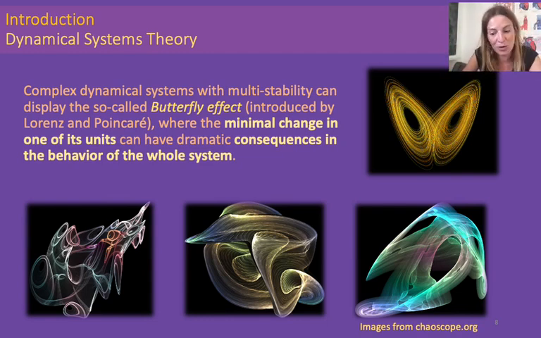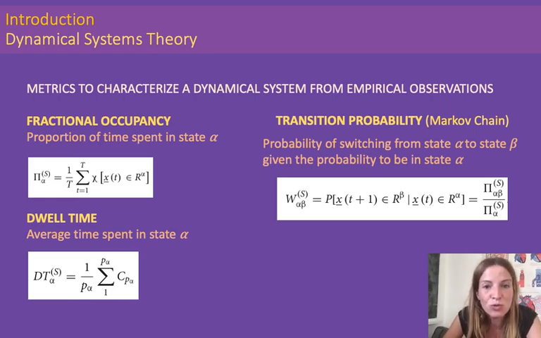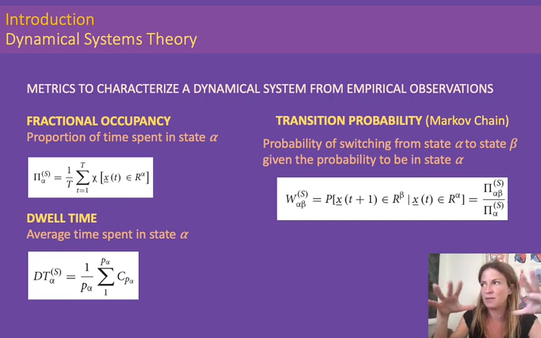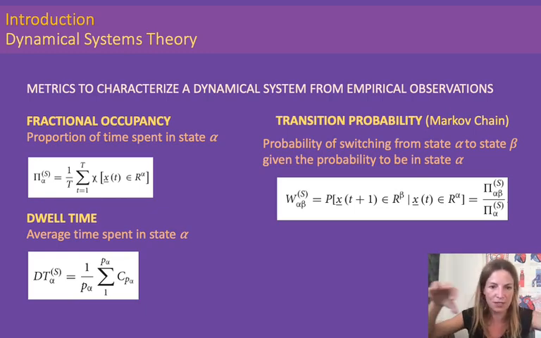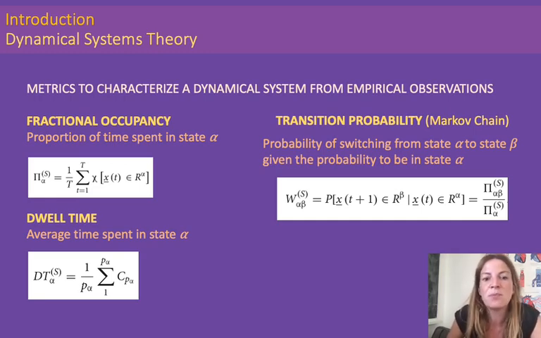Okay, so this is an important concept. And then there are tools, metrics, let's say, to characterize the behavior of a system, of a dynamical system, from empirical observations. So we need to define what we consider to be a state, right? And then once we analyze the dynamics of a system, we can cluster the behavior into different patterns of behavior. And then we can calculate what is the probability of staying in a given state.